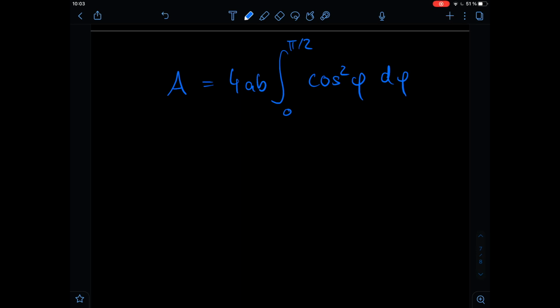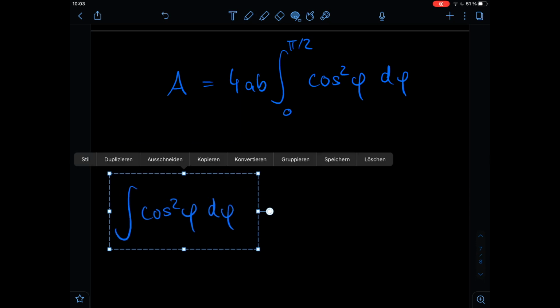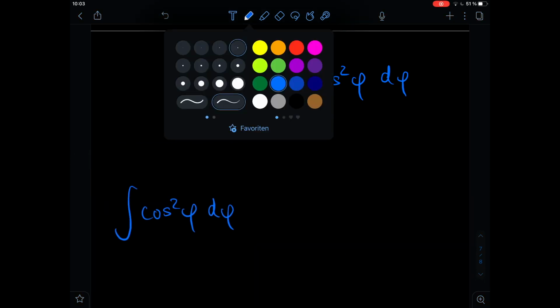Anyway, I've been talking a little bit too much now, so let's go to calculating the antiderivative of the cosine squared of phi d phi. And let's remember quite easily how integrating by parts looks like.